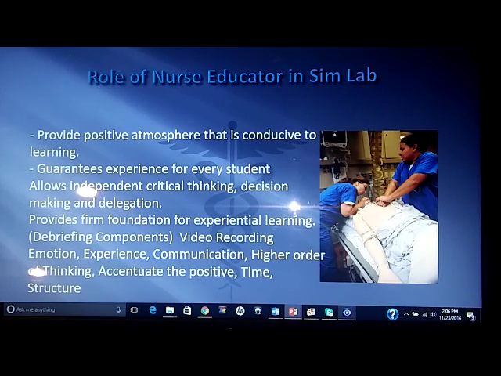Now, the simulation environment can be very emotional. It's an experience, and communication plays a major role. You need to have a higher order of thinking in the simulation, because we want to see that you can demonstrate critical thinking. We're going to accentuate the positive and make sure we use our time wisely, and it is structured.